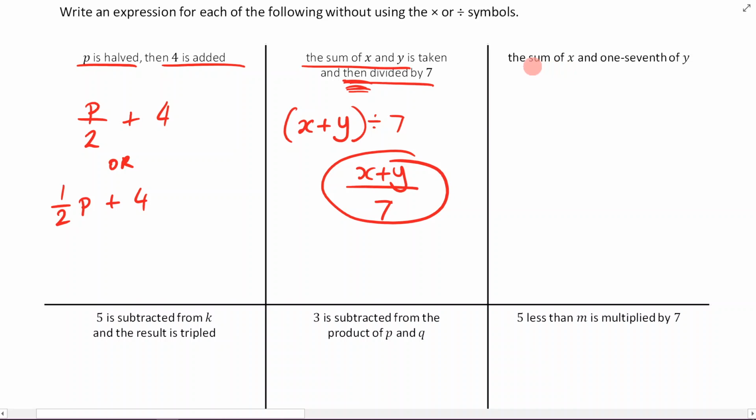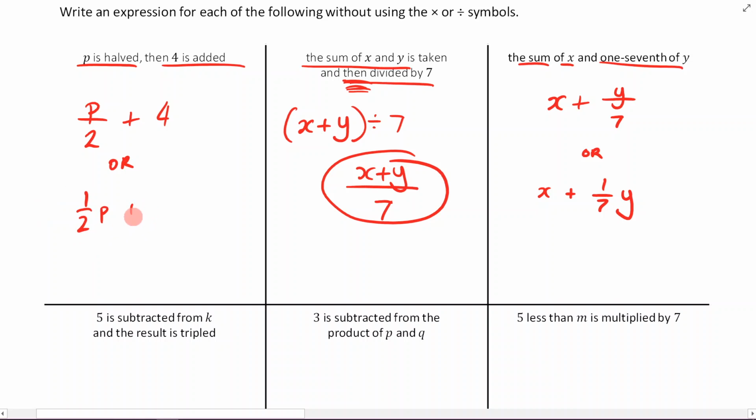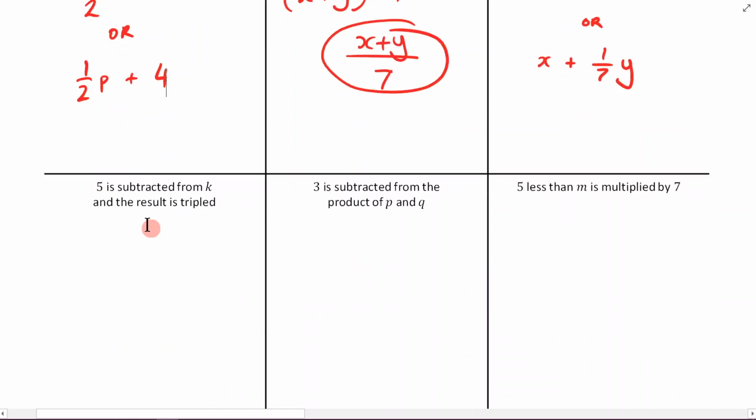Okay, next. The sum of x and 1/7 of y. So that's going to be x plus y divided by 7. Or the other way you could write this is x plus 1/7 times y. Both of those are acceptable. And let me just write this a bit nicer. Okay, perfect. Let's keep on moving.